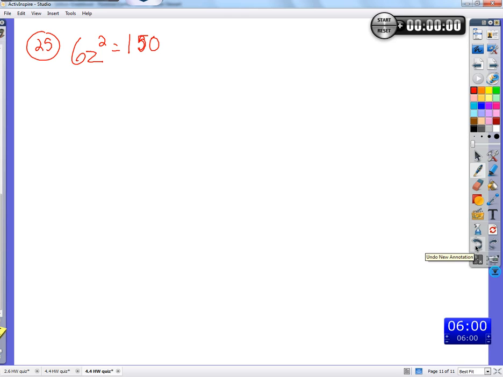Tyler? Could you take a 6 and divide it into 150? You could divide both sides by 6. If we divide this side by 6, 6 divided by 6 is 1, so we just get z squared. What's 150 divided by 6? 25. Which is conveniently a perfect square, so we take the square root of both sides.